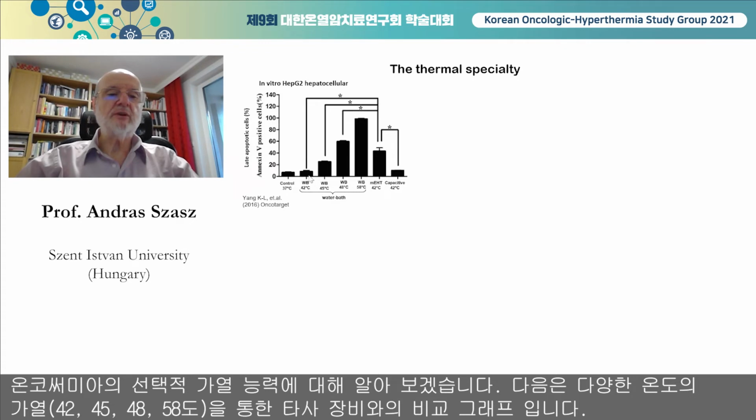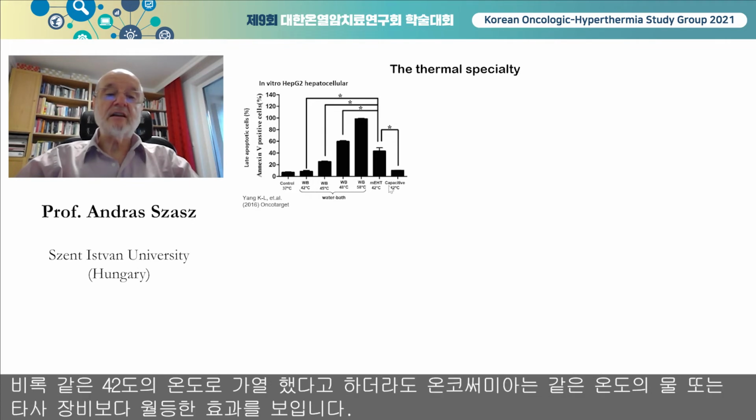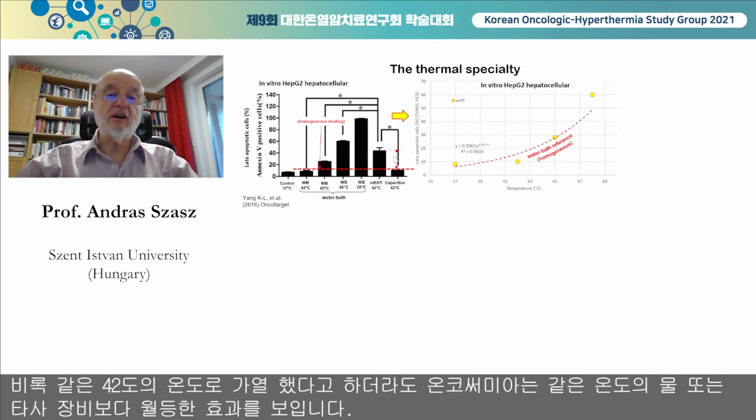The thermal specialty can also be measured. For example, this one is the water bath measurements, so homogeneous heating, 42, 45, 49, 59, 48, 58 centigrade. And this is another, homogeneous capacitive at 42, and modulated electrohyperthermia at 42. You can see that the homogeneous heating really has equal effects, so the normal capacitive has an aim of homogeneity, which is fulfilled, but modulated electrohyperthermia had a much higher effect than the homogeneous one.